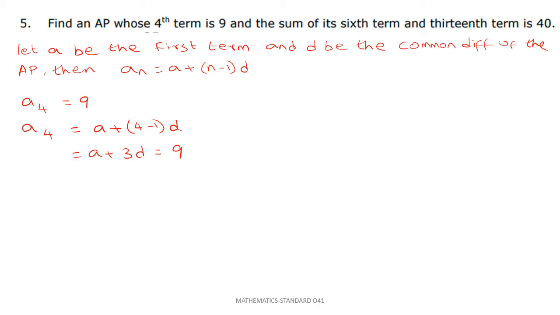nothing but 9. So now what other details are given? 6th term means we have to write one equation for A6, and 13th term, A13.